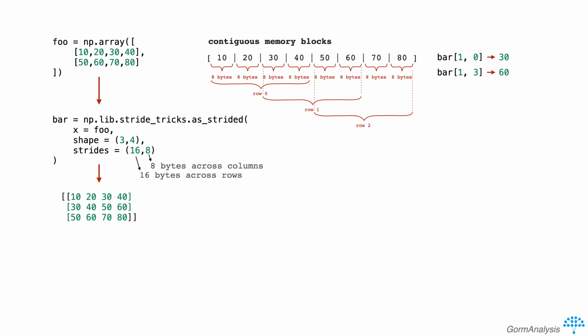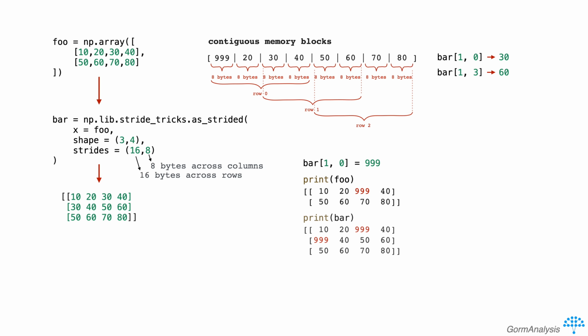Now, it's really important to note that bar is a view of foo. So if we modify bar, we'll also be modifying foo. For example, if we do bar[1, 0] = 999, and then we print foo, notice that foo gets modified even though we changed bar. But not only that, if we print bar, you can see that element 1, 0 and element 0, 2 changed. That's because they both point to the same block of memory.